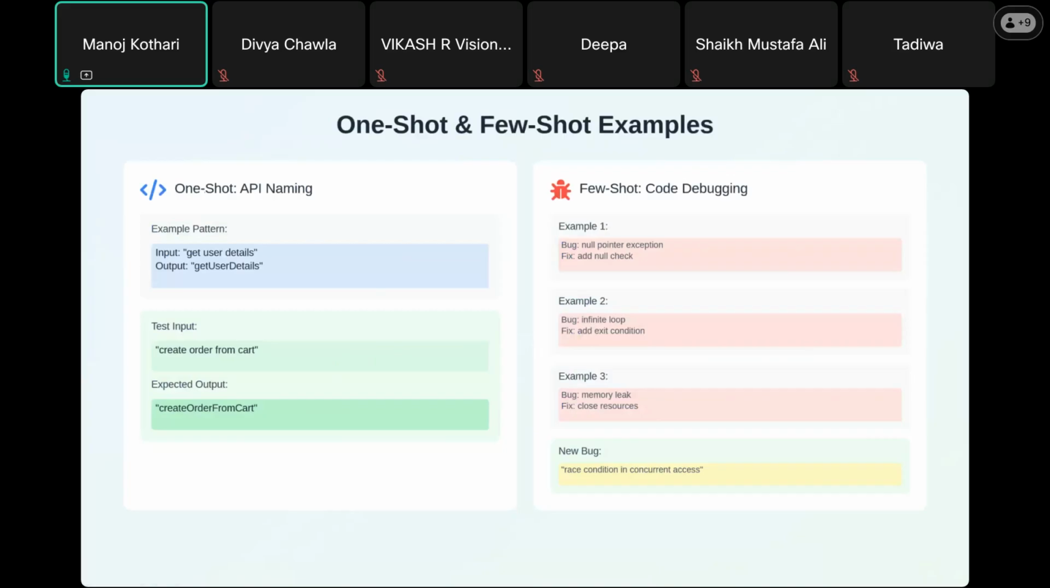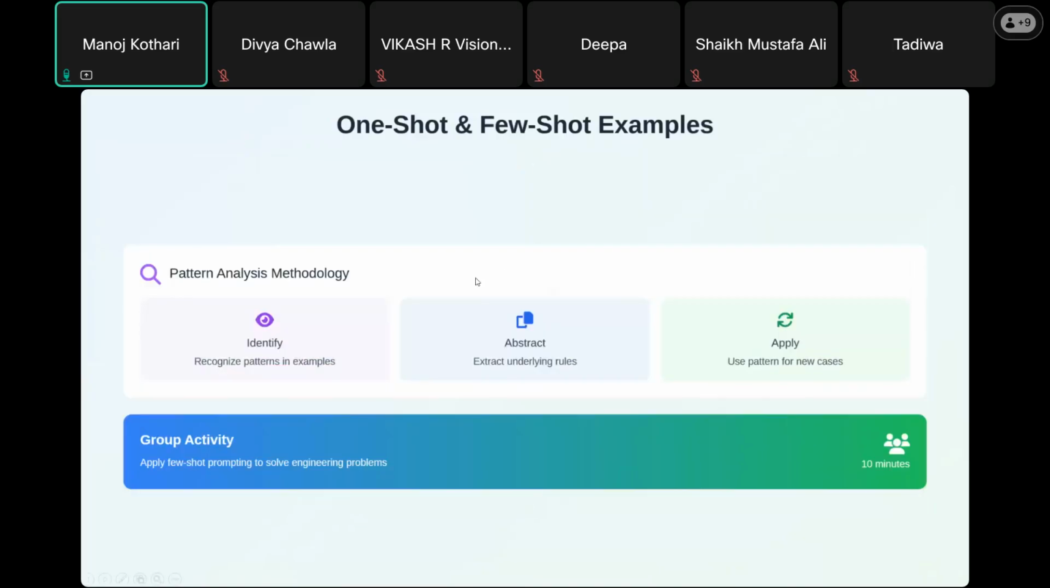Like I said, the scenery one. If you have one picture in your mind and you want to create a similar picture with some changes, it is better to share that picture, so that the shot you give will give you better results. So that is the one shot and few shot example.